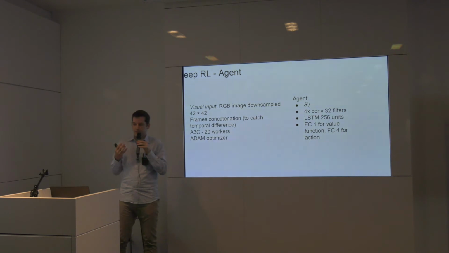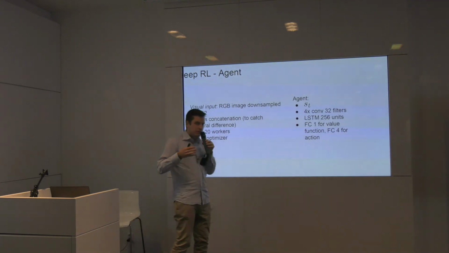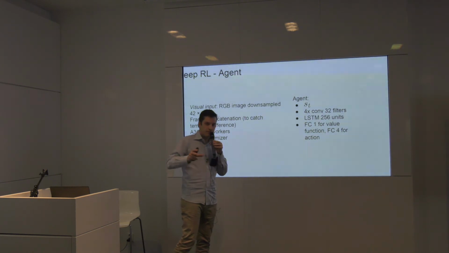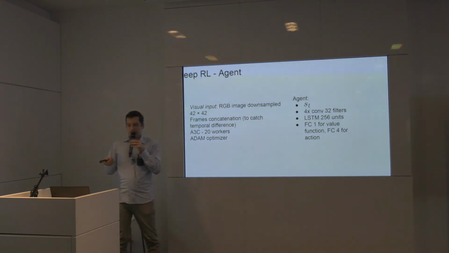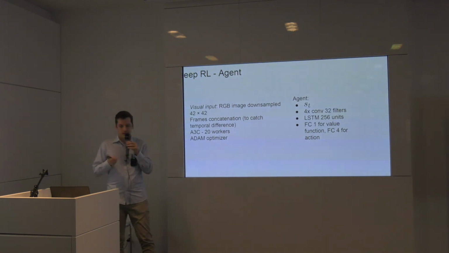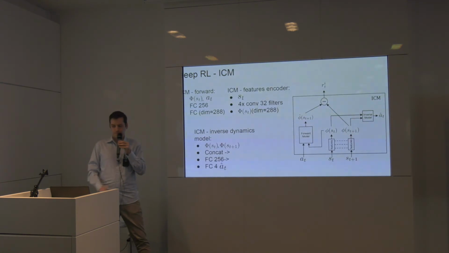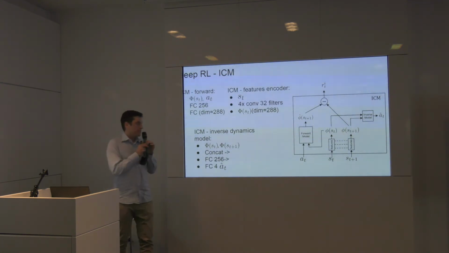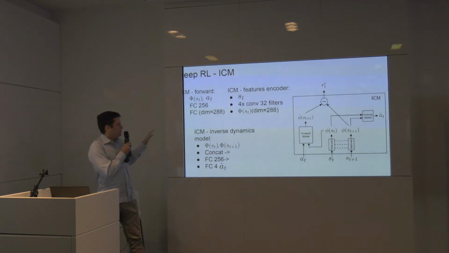And the frames are concatenated, because to catch the temporal difference, you get a few frames, and you feed the model directly with a few frames at the same time. And it's trained with A3C, which is an algorithm with an LM optimizer. Forget it. And these other forward model, features model, inverse model are other neural networks. Maybe I will skip the details here.